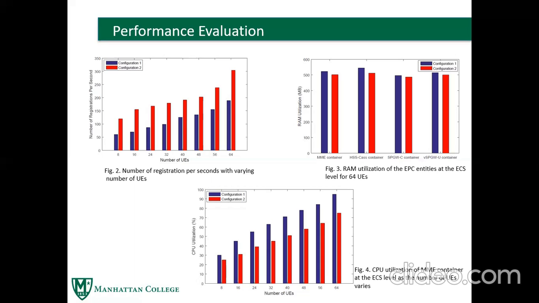In contrast, looking at configuration 2, it was actually able to serve all the 64 UEs without violating the threshold. If you look at the 64 UEs, I think the CPU utilization is about 72%, so it's still not 90%. So the whole of configuration 2 does not require any scaling.